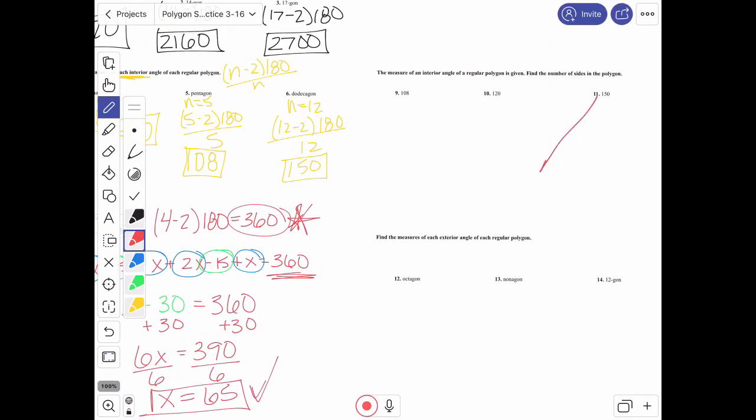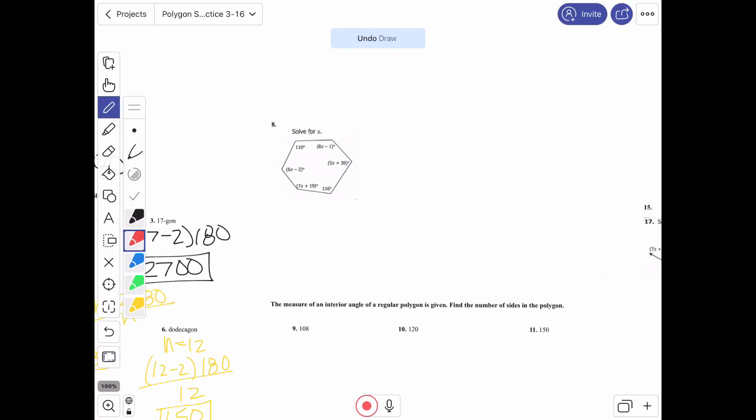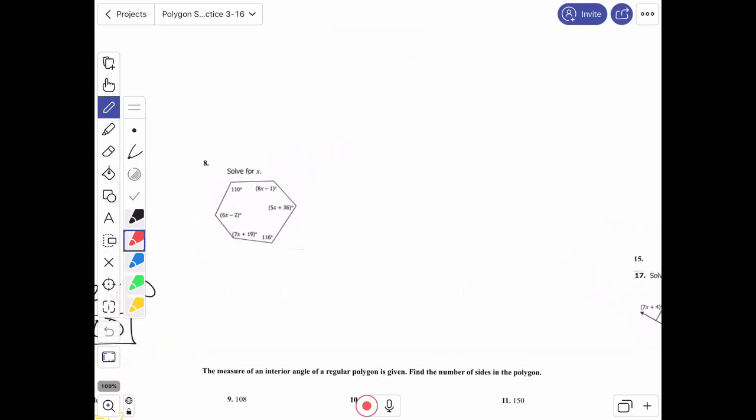Where's my undo button? Oh, there it is. As you can tell, I'm still getting used to this drawing thing.